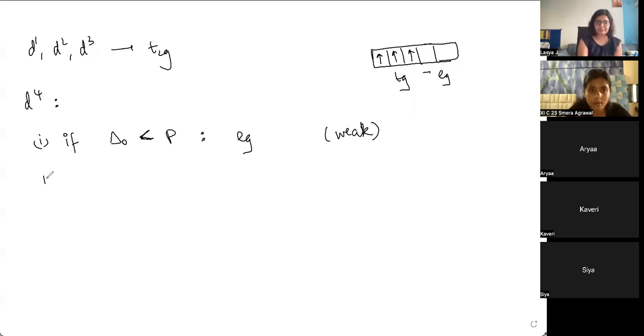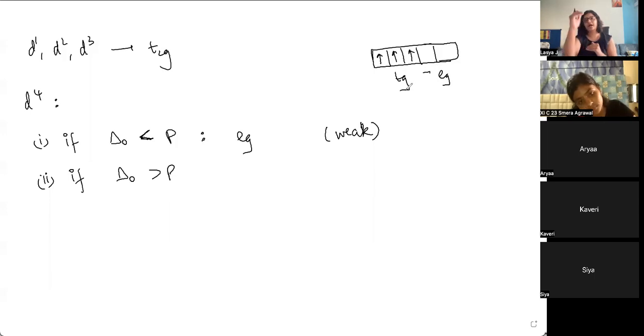So the other way around, if delta naught is greater than P, delta naught is so high that the energy of Eg has gotten so high that it's just easier to first pair up the electrons. So in that case, pairing will start. So D4 will go into the T2G orbitals.